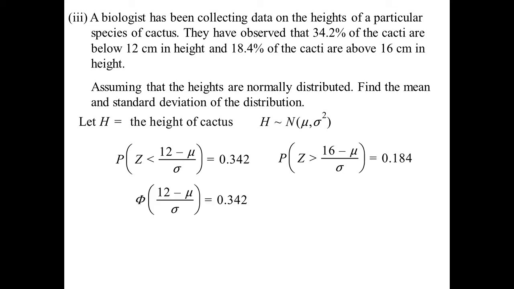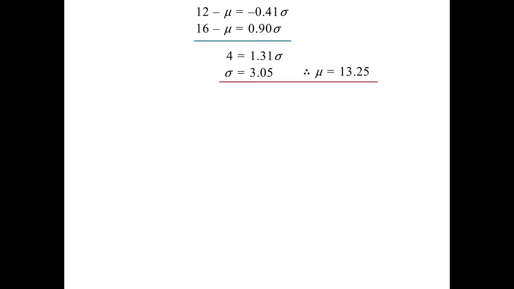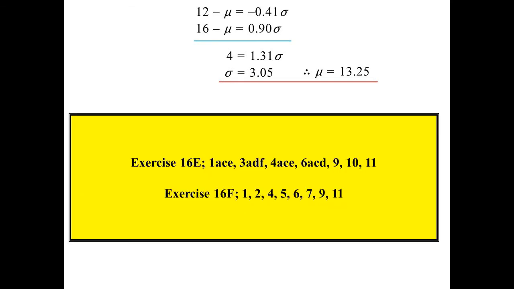So we can now create some simultaneous equations. There's our two. The phi of 12 minus mu on sigma will be 0.342, whereas 16 minus mu on sigma would be 1 minus 0.184, which is 0.816. So there's my first equation. 12 minus mu is minus 0.41 sigma. And there's my second one. Two equations, two pronumerals. Should be possible to solve these simultaneously. And of course this is an easy one because the mu's will cancel, giving me that sigma is 3.05 and the average is 13.25. Okay, 16E, 16F.